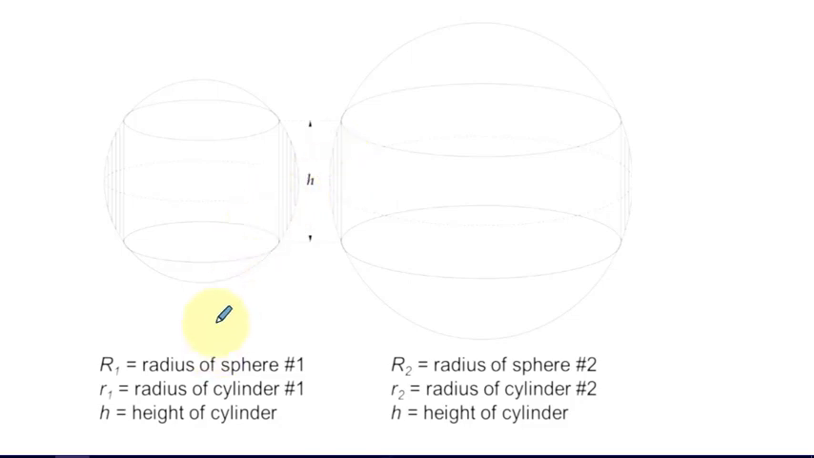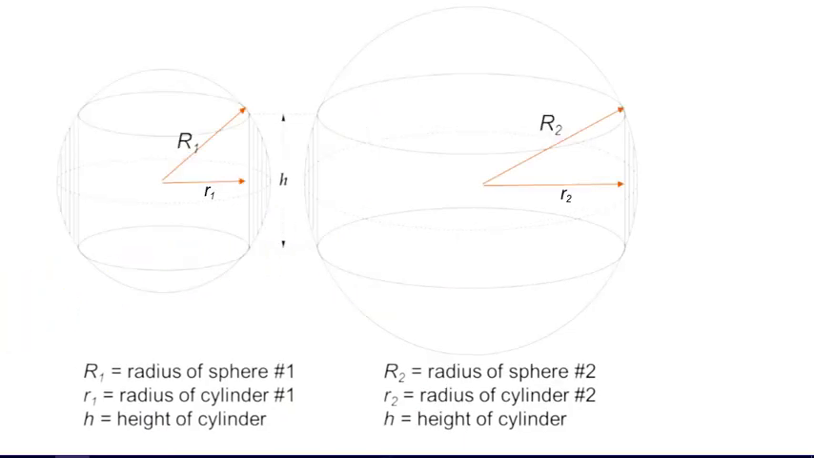We have a sphere number one that has radius R1, and it has a cylinder that goes through it that has radius r1, little r1. It has a height of that cylinder h. And over here, this is a different sphere with a different radius and a different cylinder that's been drilled through it, leaving a remaining volume that's potentially different. The only thing that's the same in both of these is this height of the cylinders in each picture.